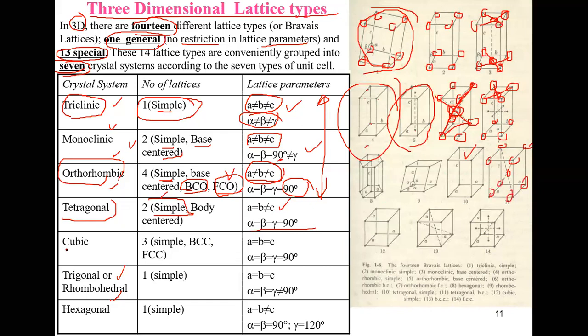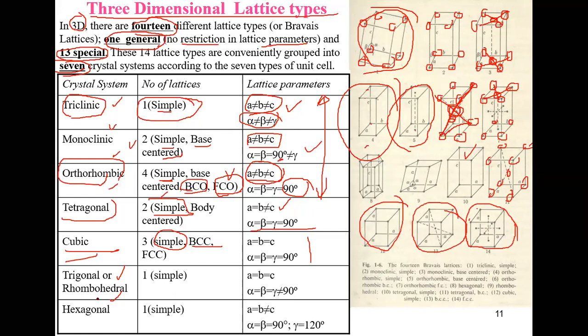Okay, and then the easiest one, which is cubic. In case of cubic, a equal to b equal to c, alpha equal to beta equal to gamma equal to 90 degrees. All are equal. And then there are 3 space lattices in this case. These are simple, that means atoms will be located at the corner. And then BCC, please spell it out. BCC means body-centered cubic. So this is the simple unit cell. This is the body-centered cubic unit cell, and then face-centered cubic. This is the face-centered unit cell. Atoms will be located at the corner and also at the center of every face.